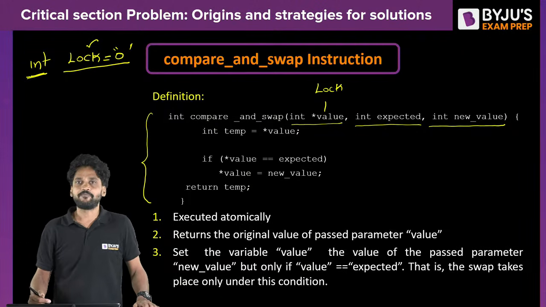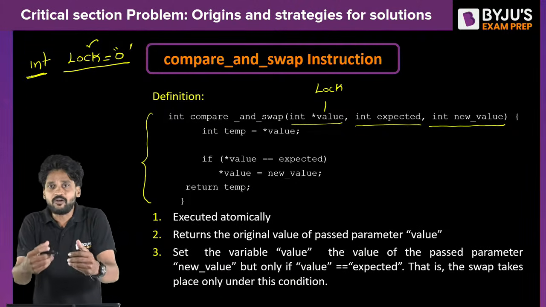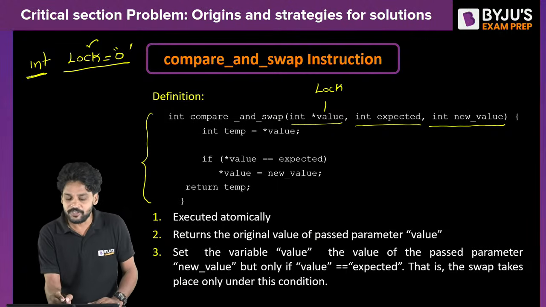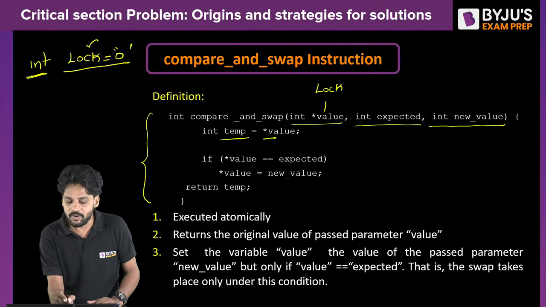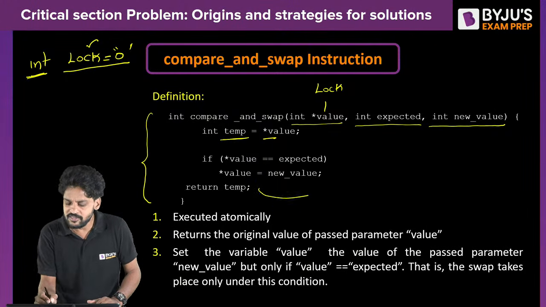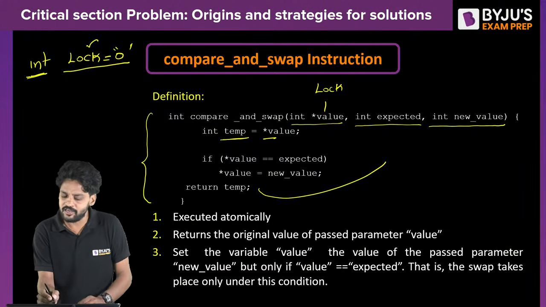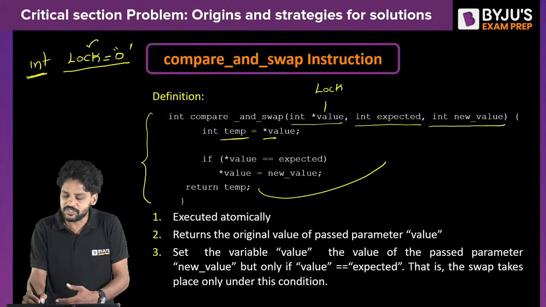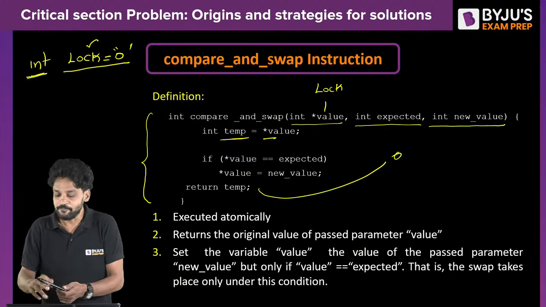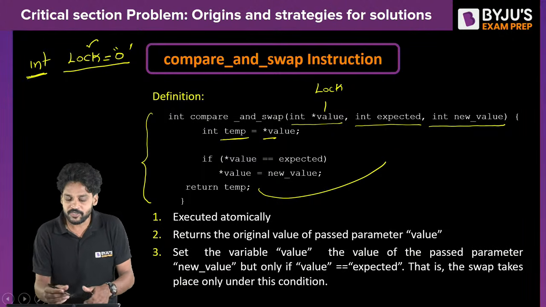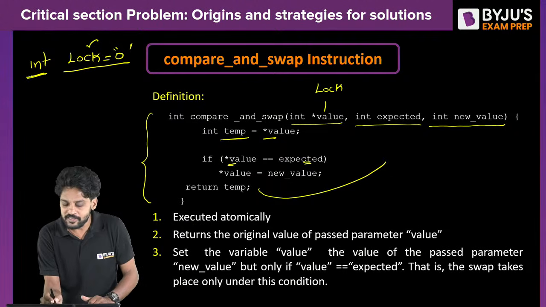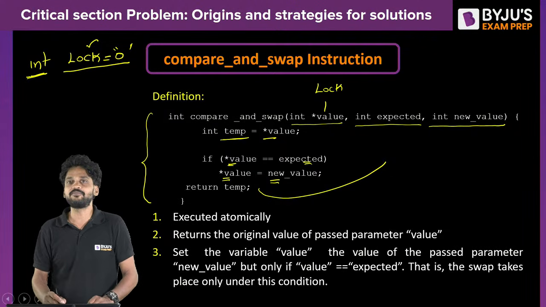Here also the same thing. The initial value of the lock when it is accessed will be transferred to a temporary variable, a local variable. Finally, this temporary variable will be returned out of the function. So if the initial value of the lock is 0, the function returns 0. If it is 1, the function returns 1. Meanwhile, if the value is expected, the value will be updated to new value. Is that making some sense or not?